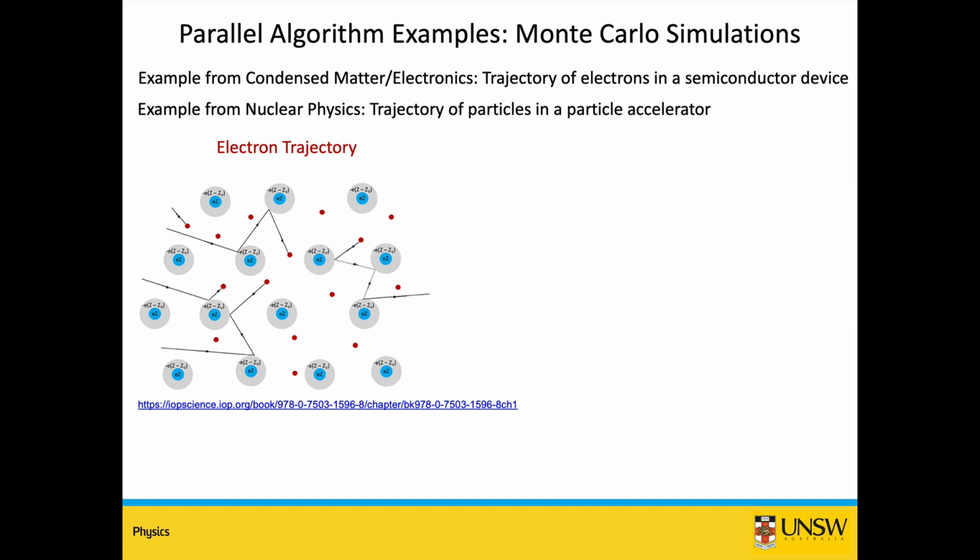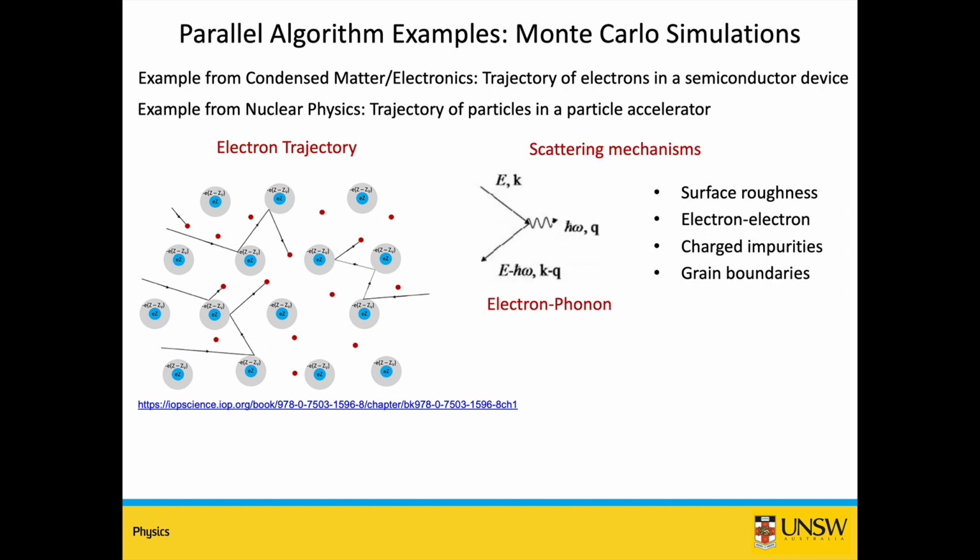And so in reality there could be other kinds of scattering mechanism, not just the charged atomic locations. There can be lattice vibrations that are called phonons, and these electrons can also scatter with the phonons and change their energy and momentum as shown in this figure. And you can have other types of scattering mechanisms: surface roughness, electron interaction, charged impurities, grain boundaries, for example.